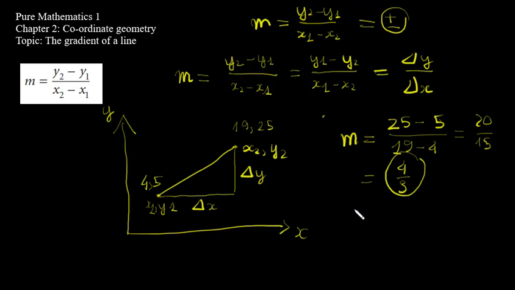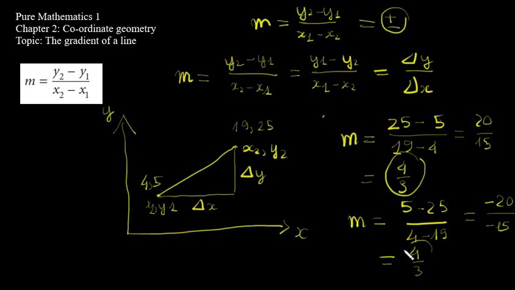I will do it the other way around to show you that this is the same. m equals 5 minus 25 over 4 minus 19, equals minus 20 over minus 15, which is also 4 over 3. It's the same. Please remember that when you take something minus something, the y must correspond to the x.